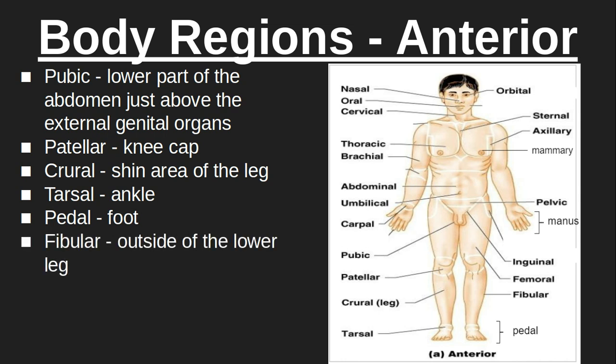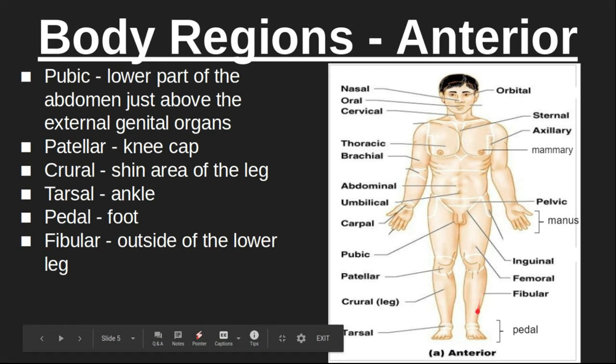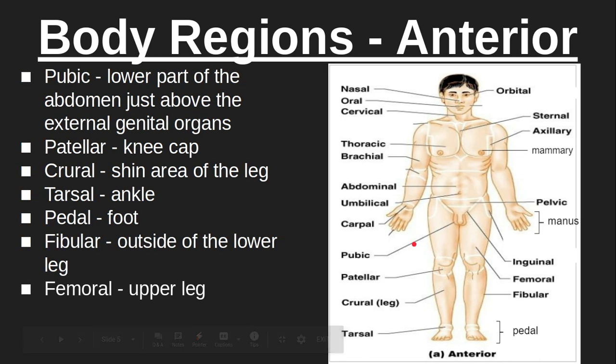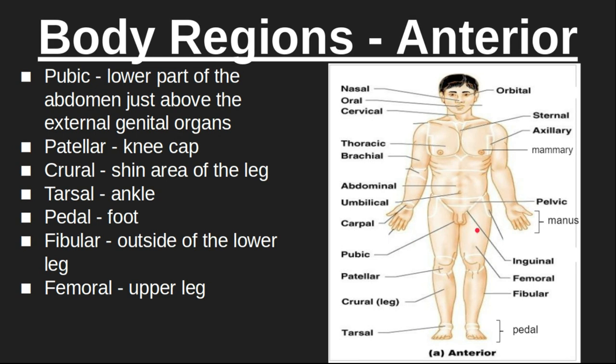The fibular region is the outside part of the lower leg. You may be aware that there are two main bones in the lower leg, the tibia and the fibula. The fibula is the outside bone. Speaking of leg bones, the femoral region is the upper leg, or the thigh. The femur is the main bone of the upper leg.